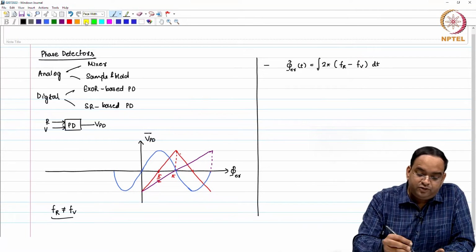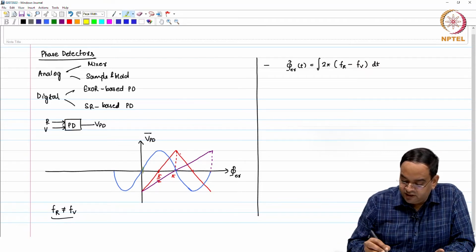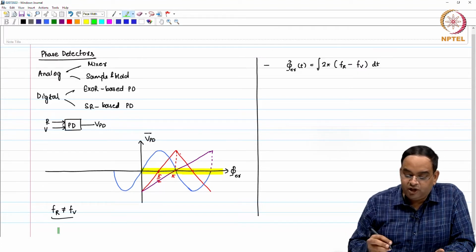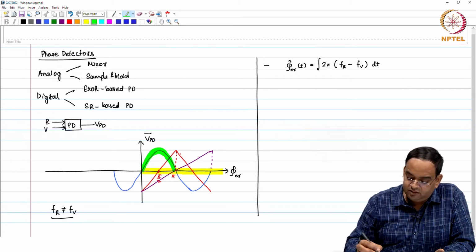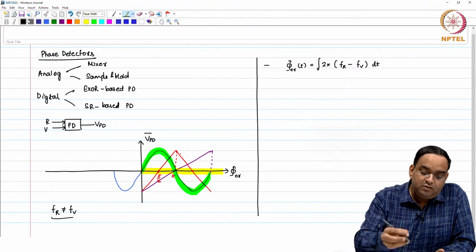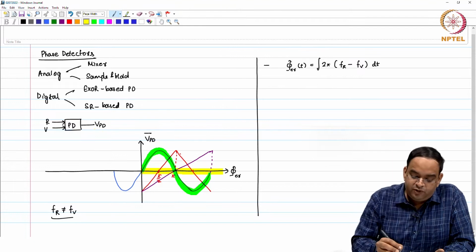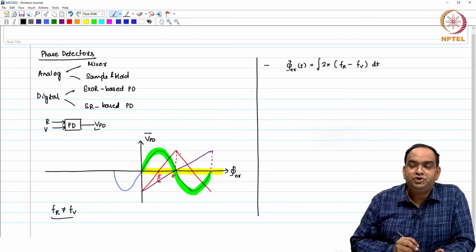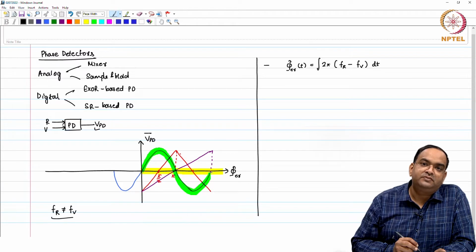So, what is going to happen for the phase error detector? If you give sinusoidal signals, the phase error keeps on increasing in this direction, and the VPD output over a period of time will be a sinusoidal waveform. Now, what is so important about the sinusoidal waveform? If you look at VPD, which is varying in the manner I have shown, then the average value of VPD is equal to 0.